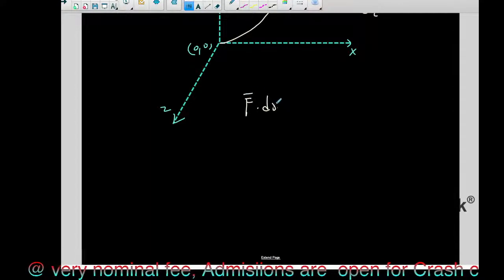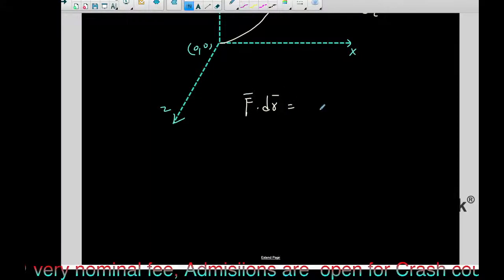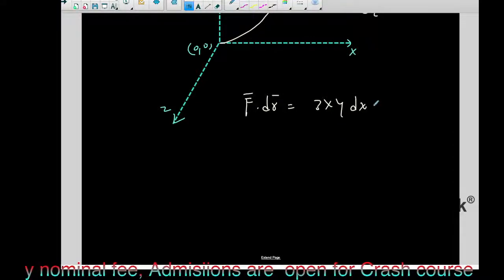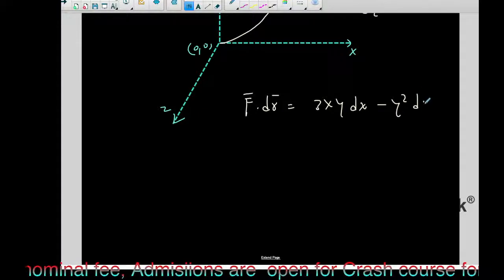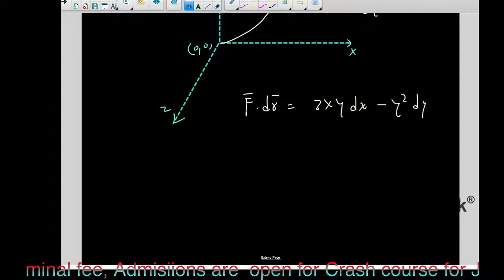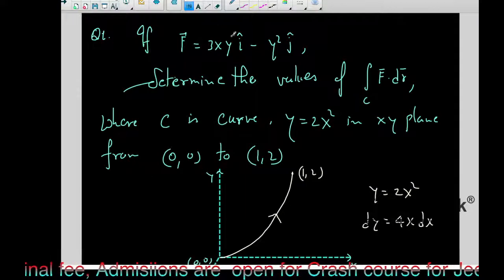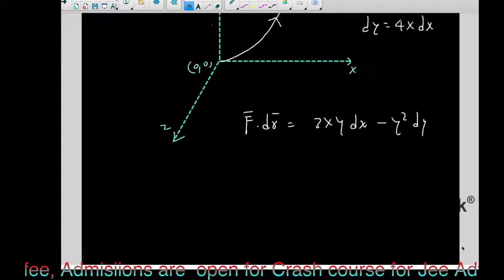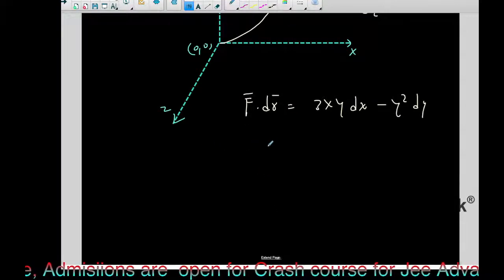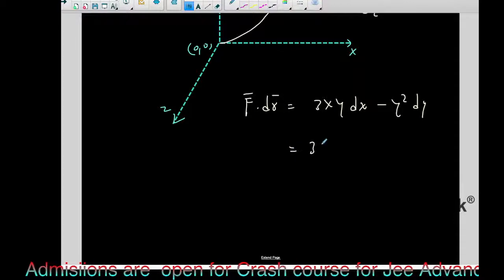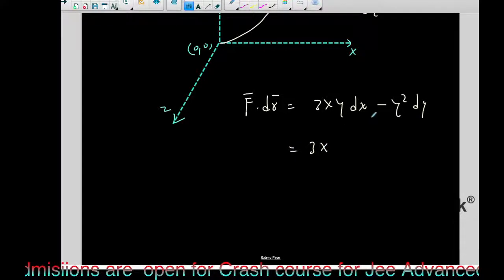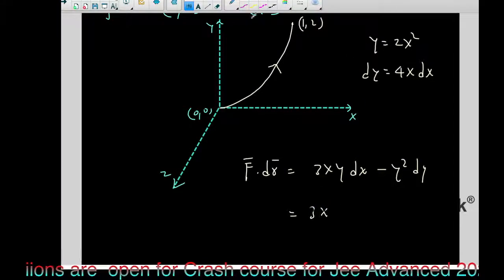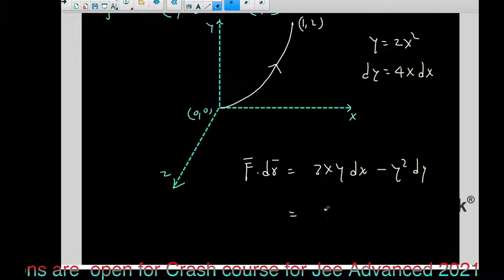Convert this f dot dr, all converted in x variable, right? The function 3xy dx minus y square dy is given here, and according to the curve, wherever y is there, you substitute 2x square, because we have to go for x as the independent variable. So 3x, and for y that is 2x square. Substitute, so that it will be 6x cube.